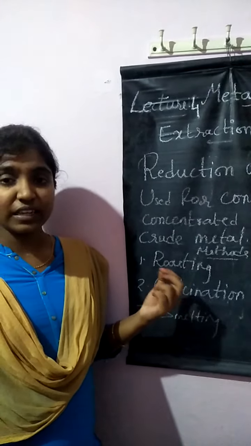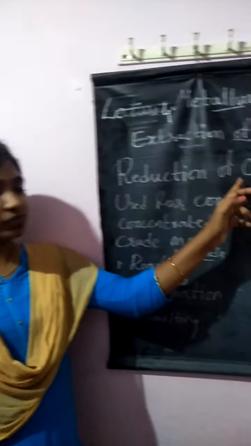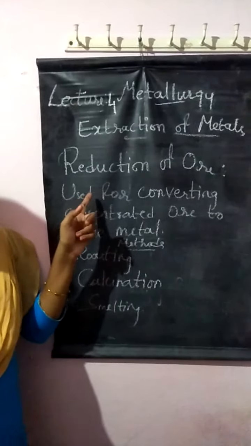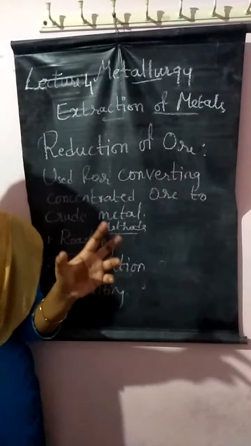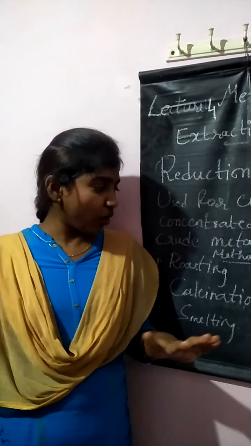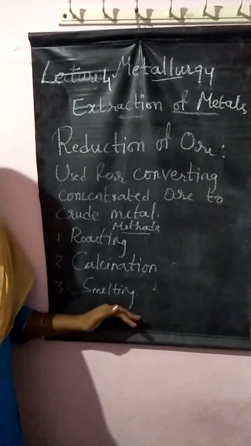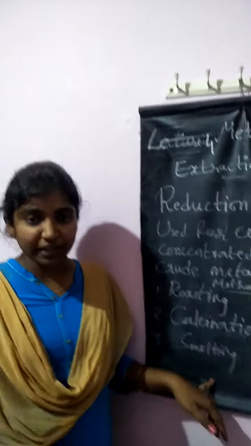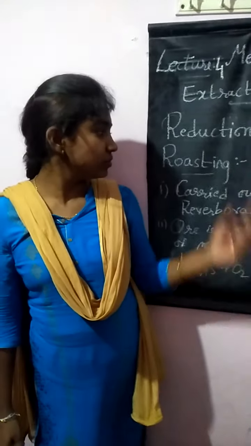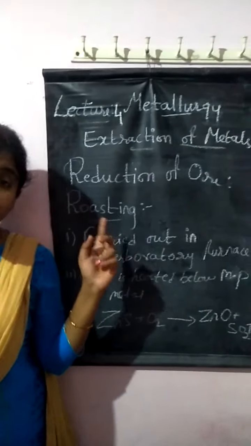We will be discussing in detail all these three methods which are used for the reduction of the ore. Once again, I am repeating, reduction of ore is converting the concentrated ore into the crude metal form by different methods like roasting, calcination and smelting. Individually we will be discussing what is roasting, calcination and smelting. The first method we will be discussing is roasting.